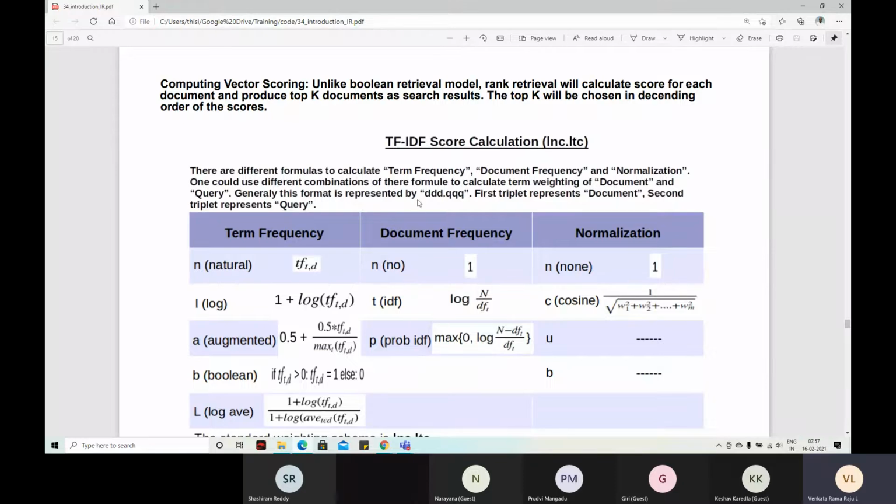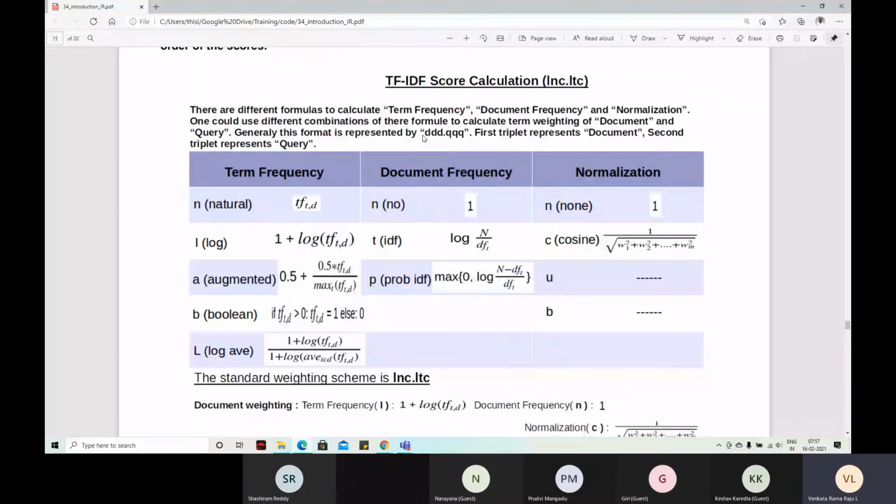So there is a format of DDD.QQQ, where the first is for the document and the second is for the query. So what are this DDD and QQQ? For example, LNC and LTC. So that is DDD and QQQ. What is that? Term frequency, document frequency, and normalization. There are three parts here.